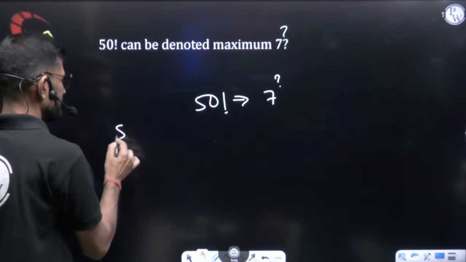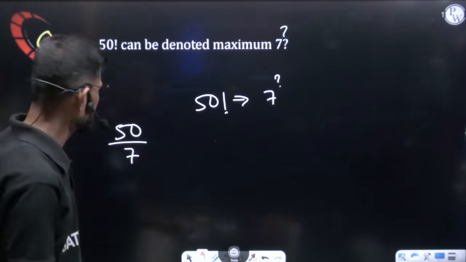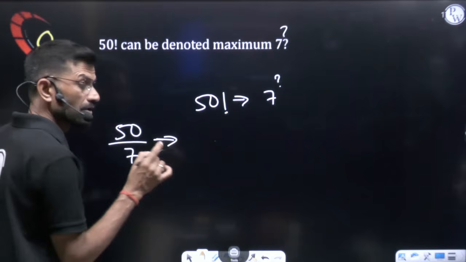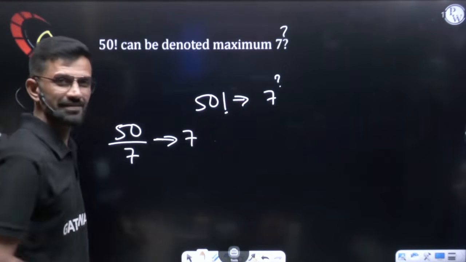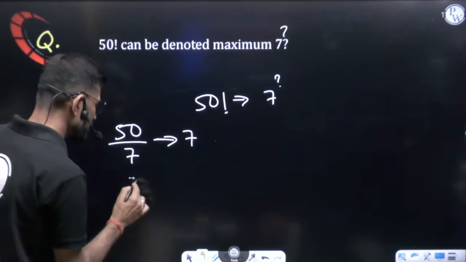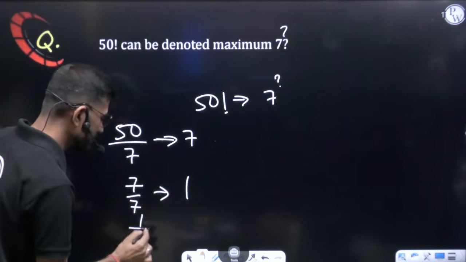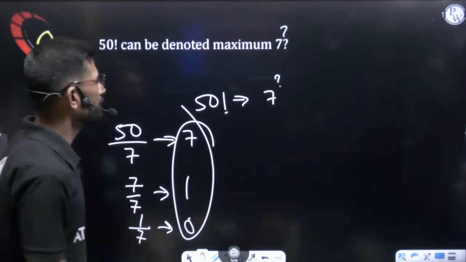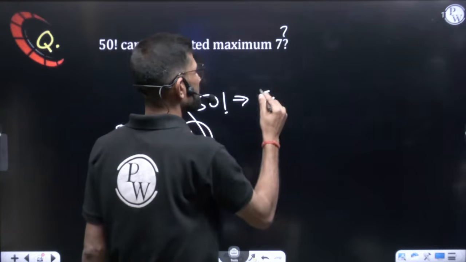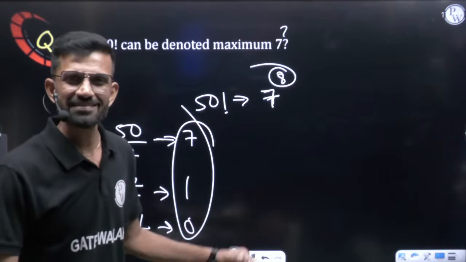How? Very simple. 50 you divide by 7. You can also search one by one, or you can use the shortcut. 50 divided by 7, how much will you get? Only the whole number, not the decimal. So you will get 7. Again this 7 also divide by 7. How much will you get? 1. This 1 also divide by 7. How much will you get? 0. Total how many did you get? 8. So 50 factorial can be written as maximum 7 power 8, because 8 7s are hidden.